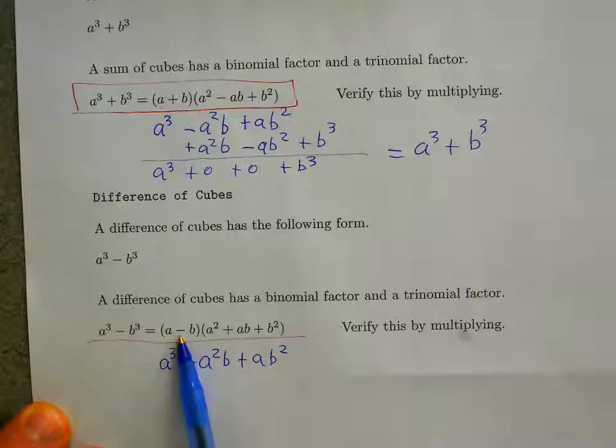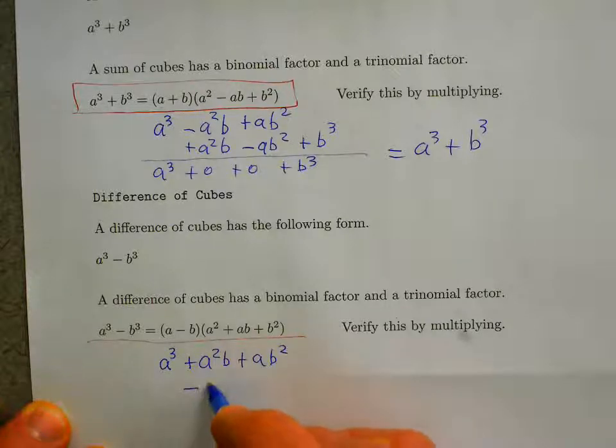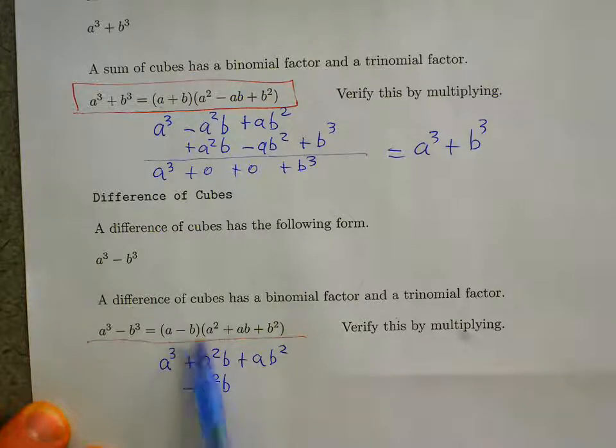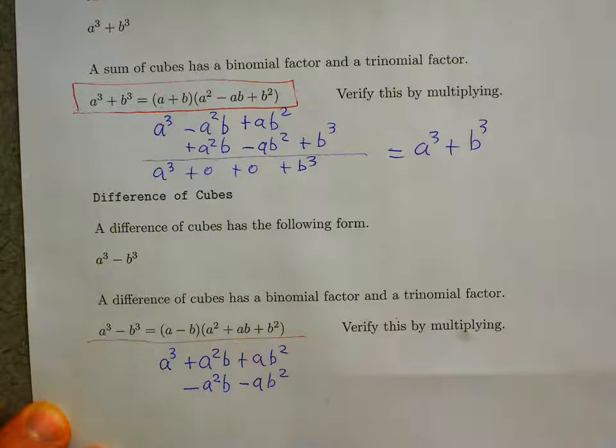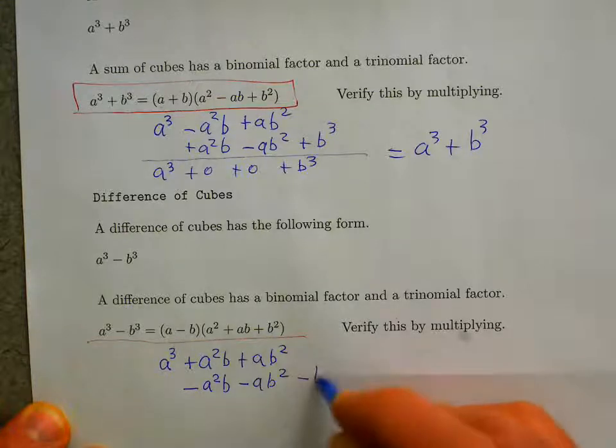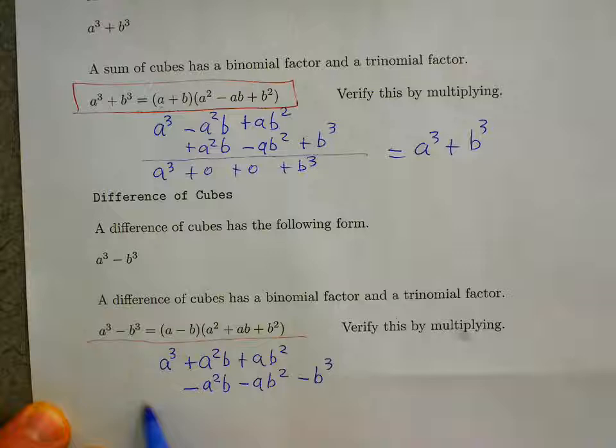Then we multiply negative B times every term in the trinomial. Negative B times A to the second, that's equivalent to subtracting A to the second times B. And then negative B times AB, that's equivalent to subtracting A times B to the second. And then negative B times B to the second is minus B to the third. And then combine like terms, we have one A to the third term.